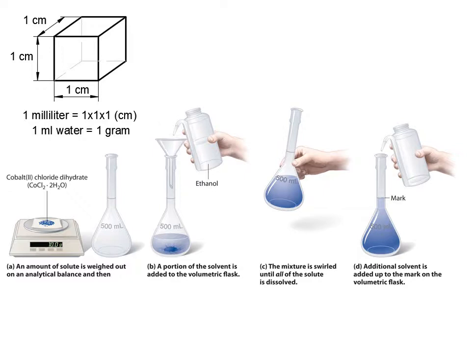So again, you put a weigh boat on an electronic balance, you measure out 10 grams of glucose. You put it in a flask, a graduated cylinder, or a beaker. Then you would bring the volume up to 100 with water. Therefore, you would have added 90 milliliters of water.